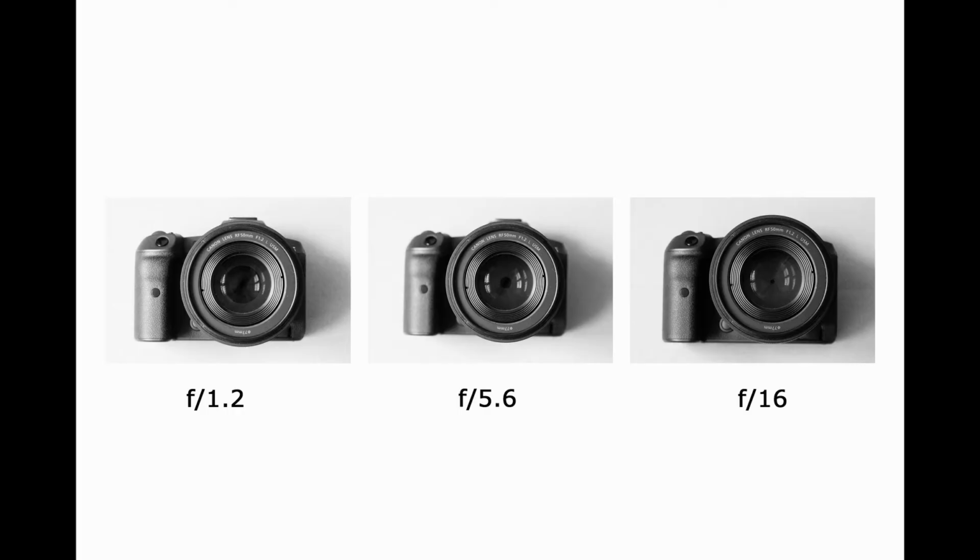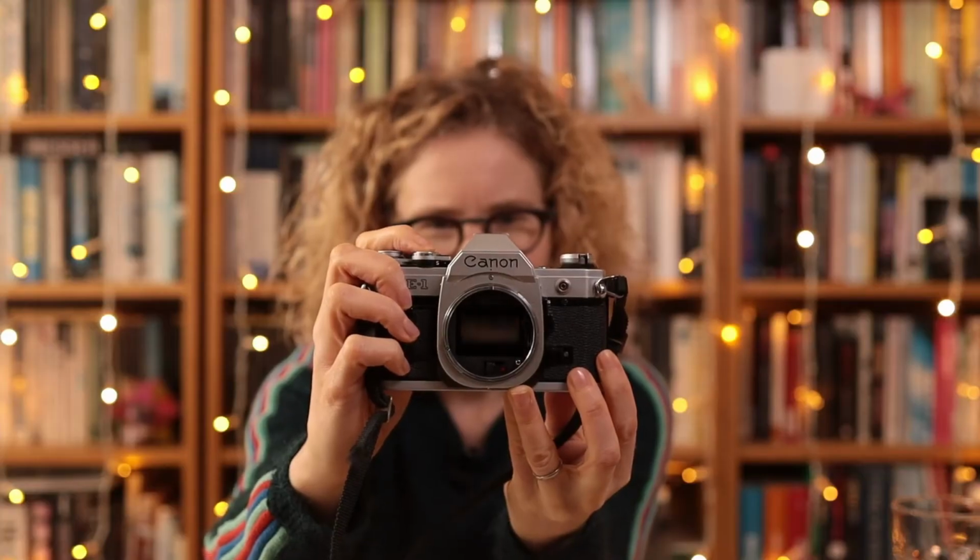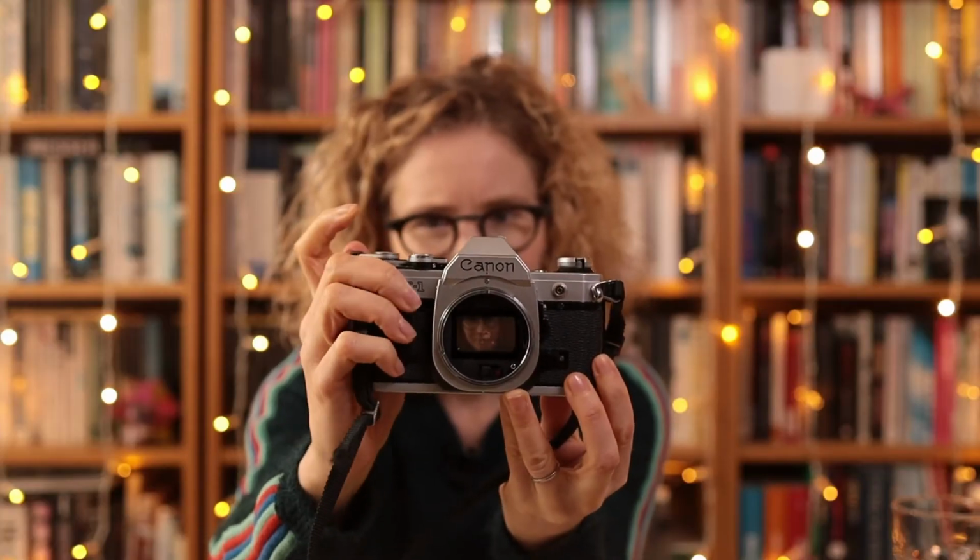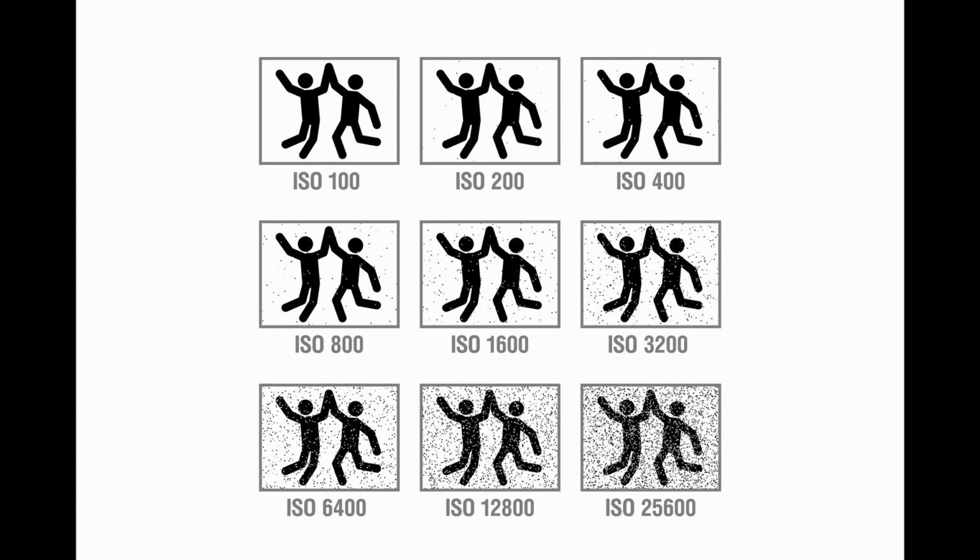So aperture is the size of the adjustable hole in your camera lens that lets the light in and onto the sensor. The shutter speed is the time the shutter is open, allowing that light to hit the sensor. And ISO is the sensitivity of the camera sensor. So we're going to look first at shutter speed.